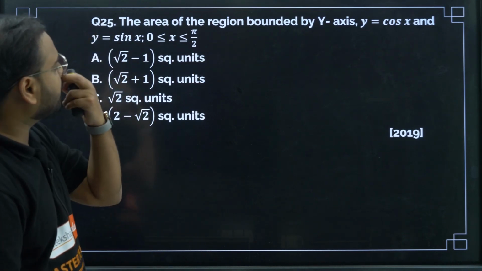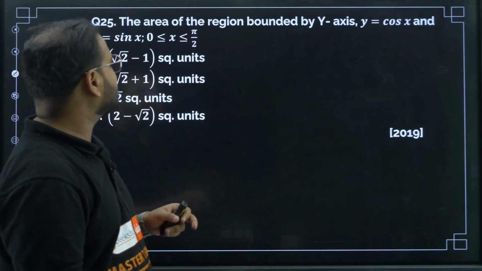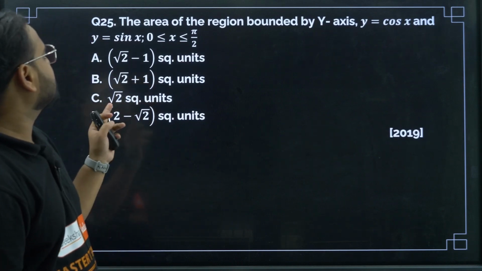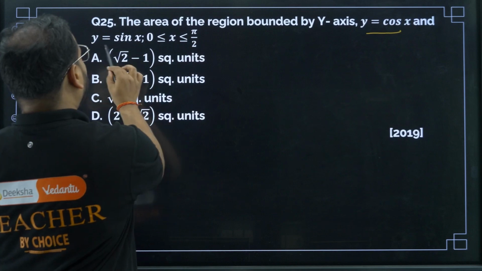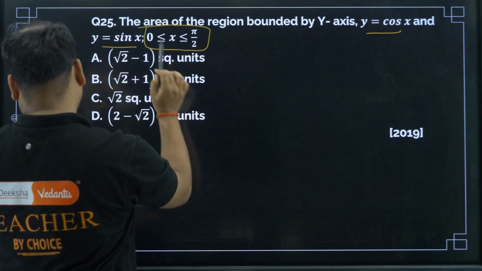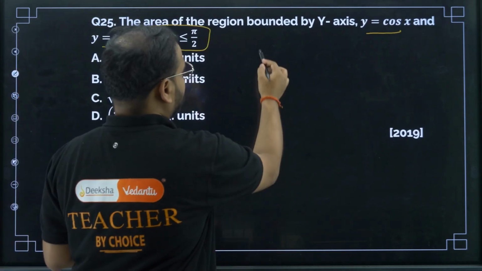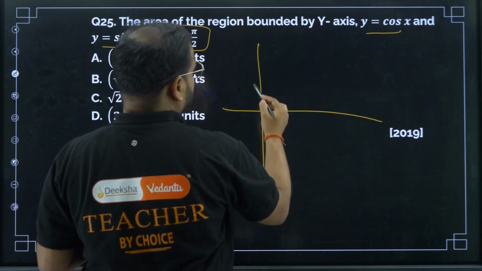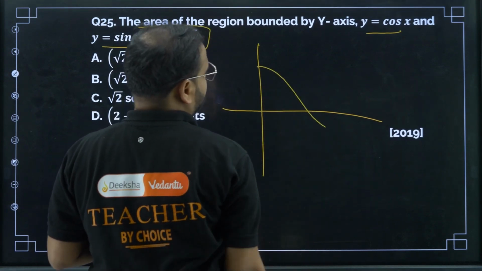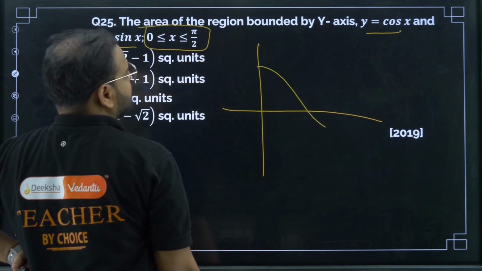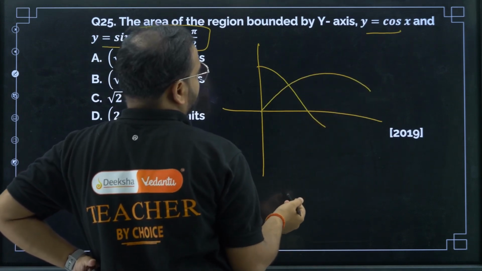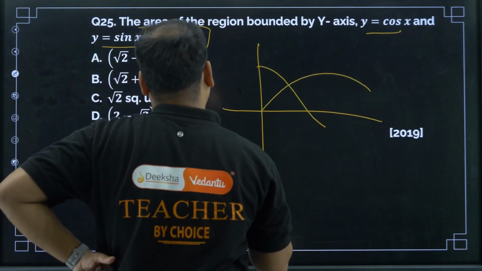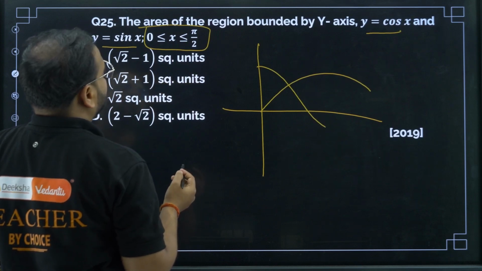So the area of the region bounded by the y-axis, y equals cos x, and y equals sin x. Okay, means I have to use two functions here. Cos x also I have to use, sin x also, and the limit is also given, 0 to pi by 2. So draw the graph. How will the cos x look like? 0 to pi by 2, no? So this is the cos x. How will sin x look like? Okay, so this is my 0 to pi by 2.